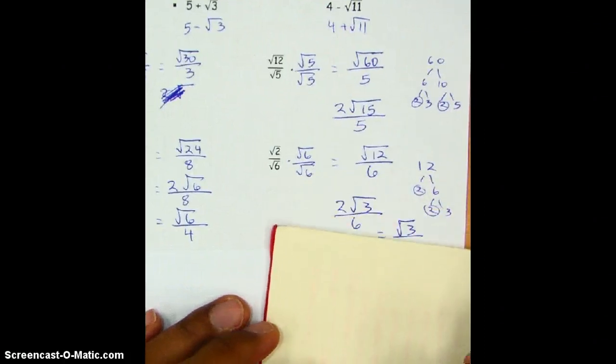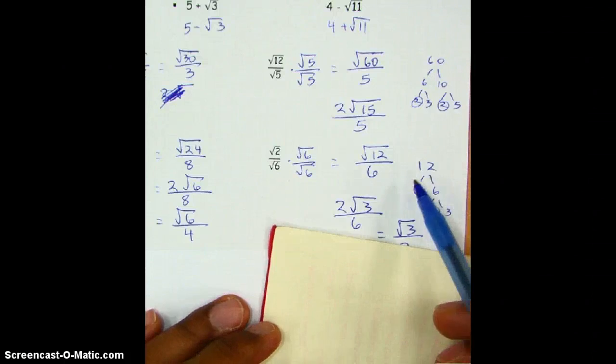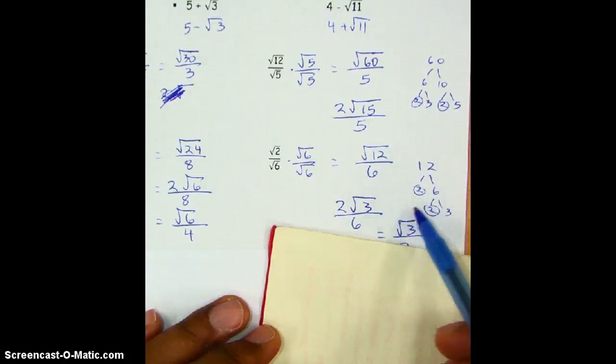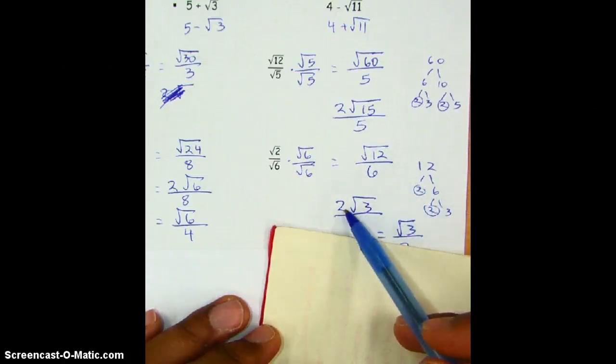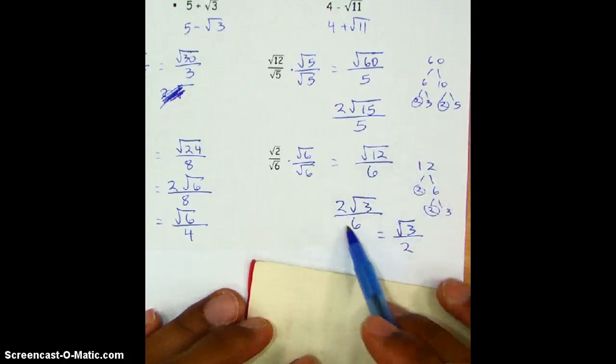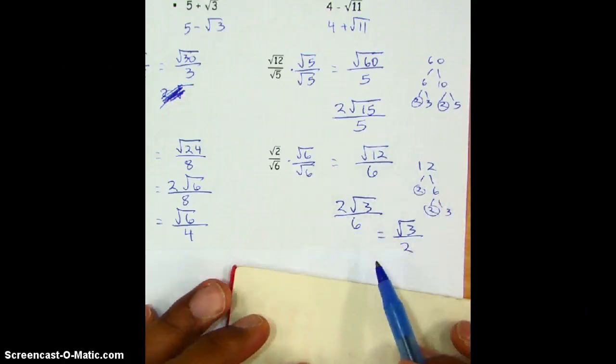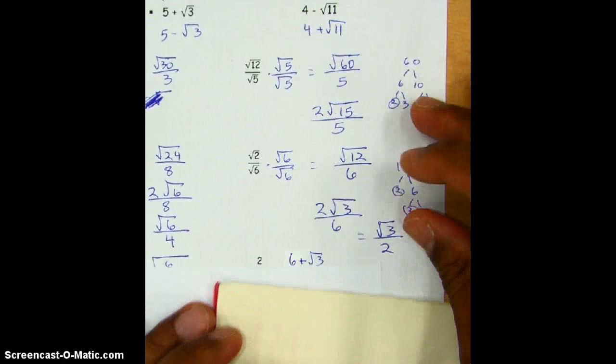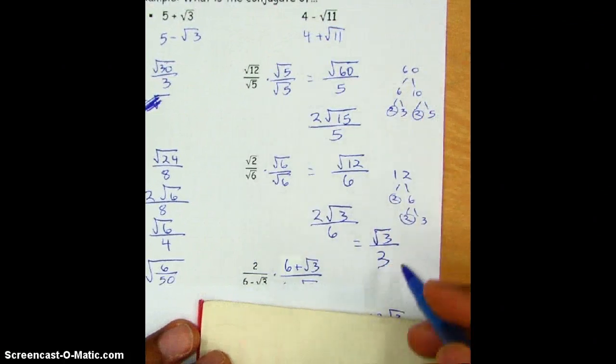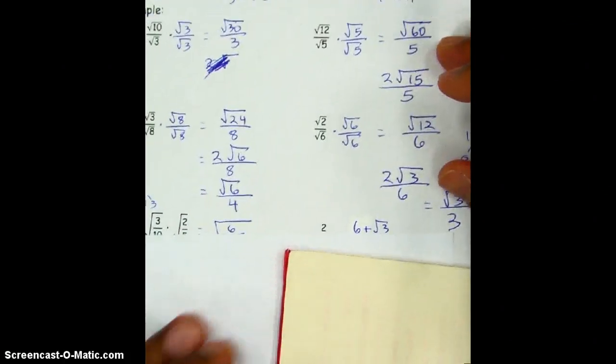And over here is the work with the factor tree. When we simplify that, we get 2 square roots of 3 over 6. And then 2 over 6 reduces, and that's going to be the square root of 3 over 3. So that's the square root of 3 over 3. All right.